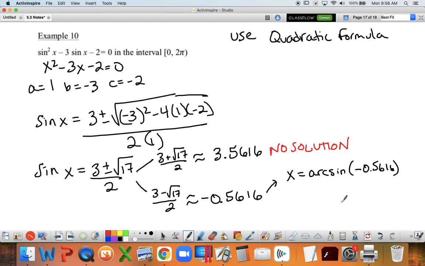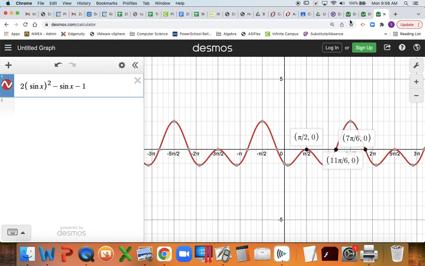We've got to figure out what those values are. This ends up being outside of the bounds. This ends up being negative 0.5963. That's not what we're looking for. So I'm going to jump over to Desmos to show you what I mean.